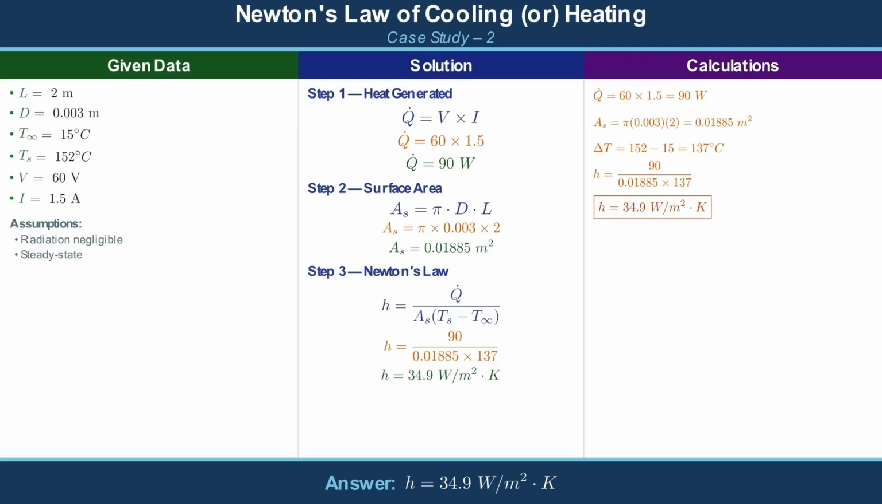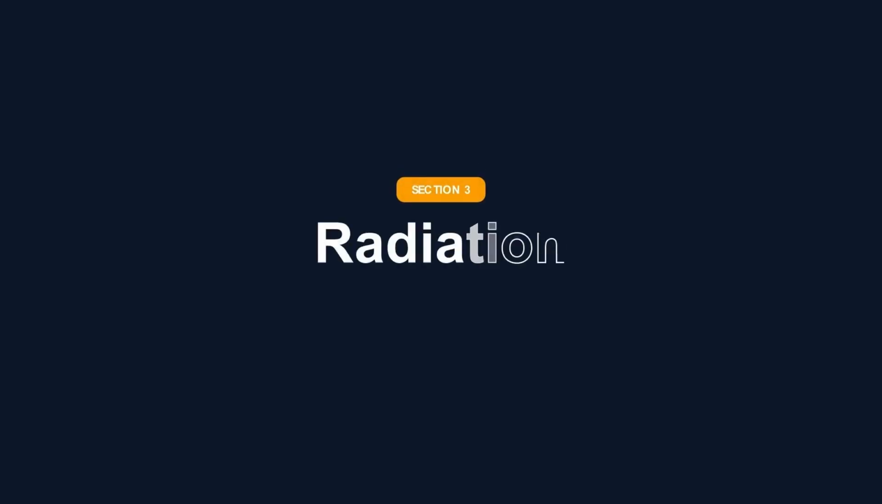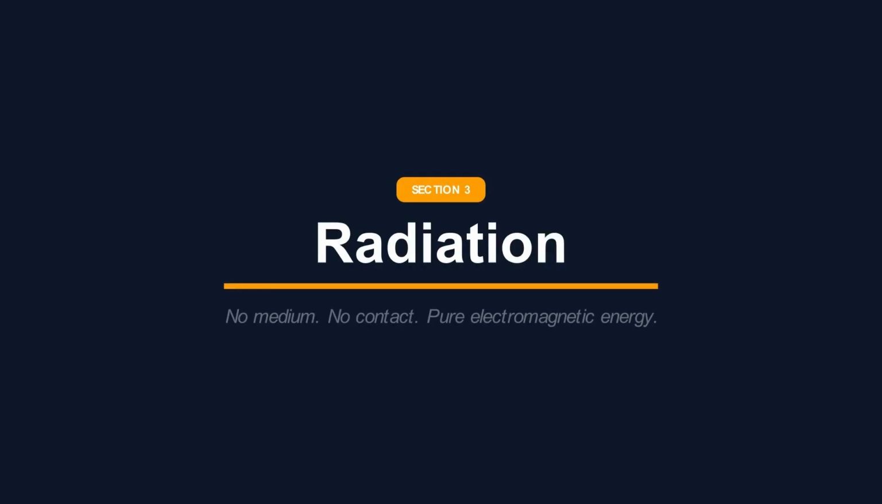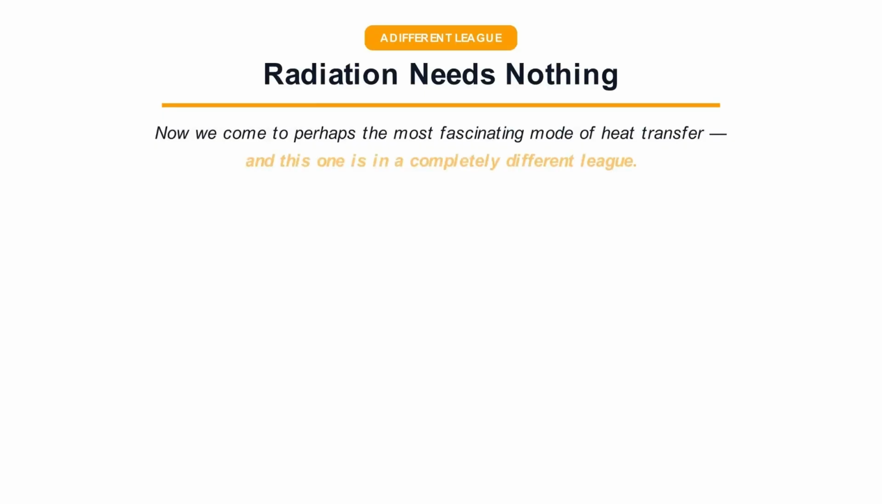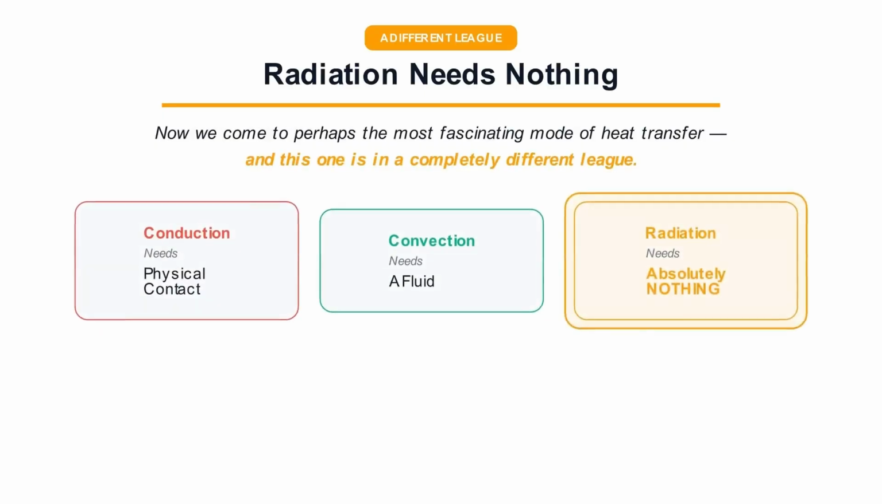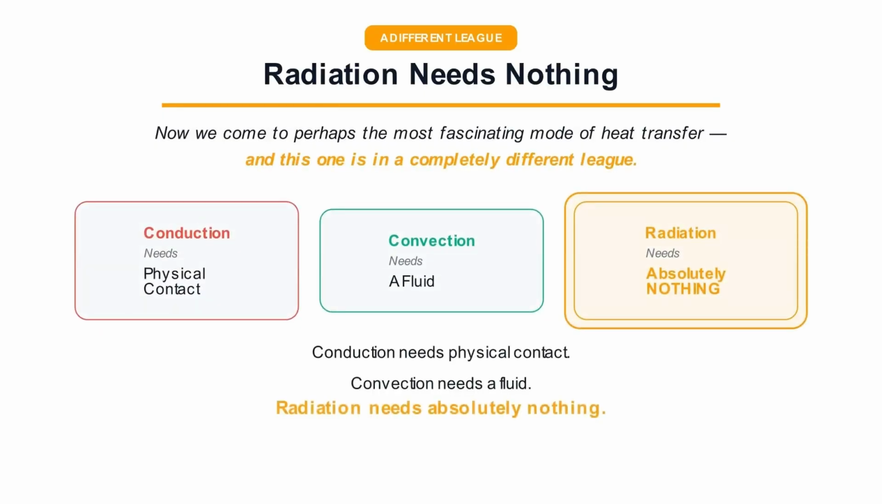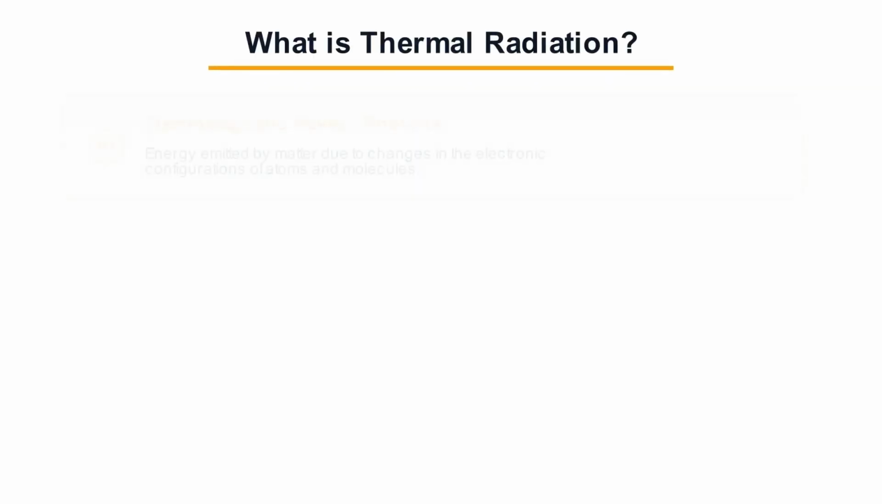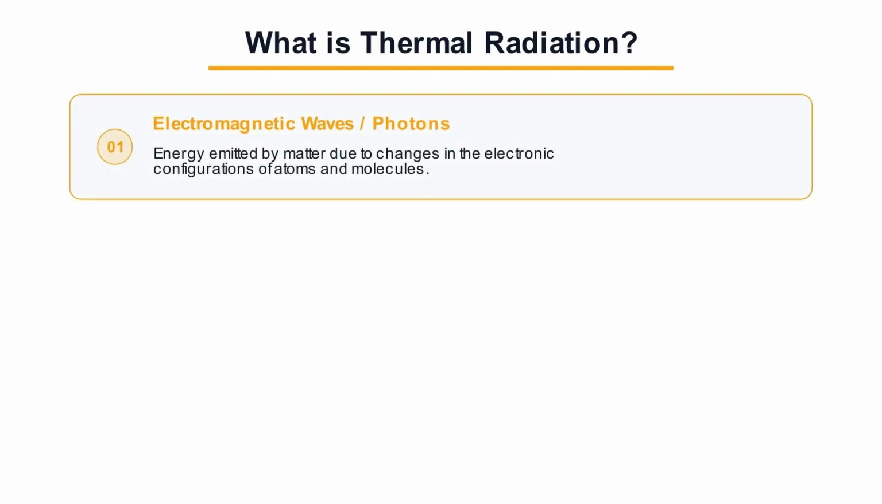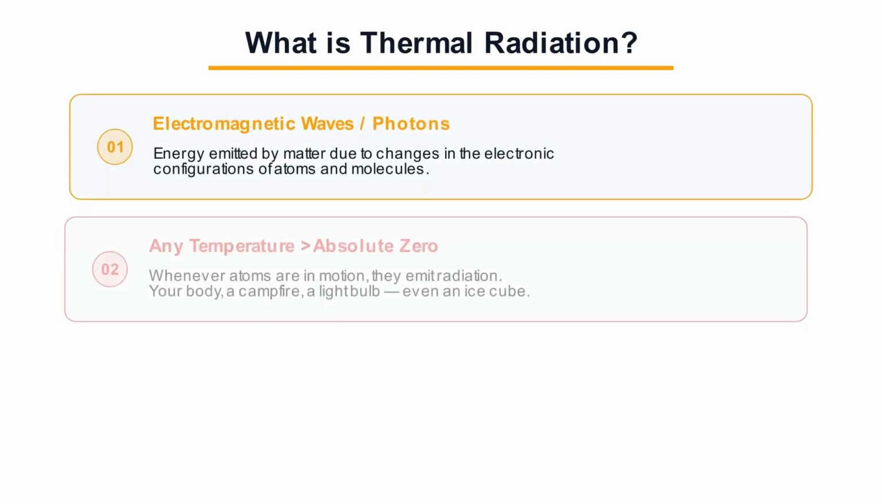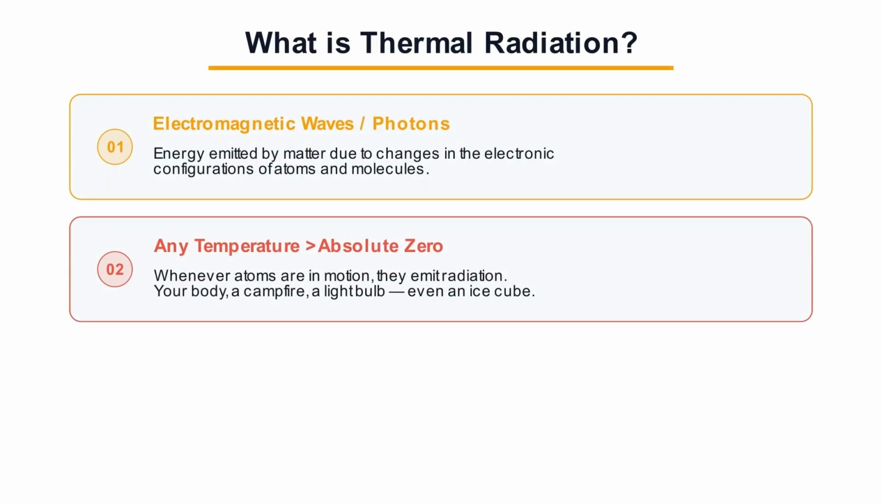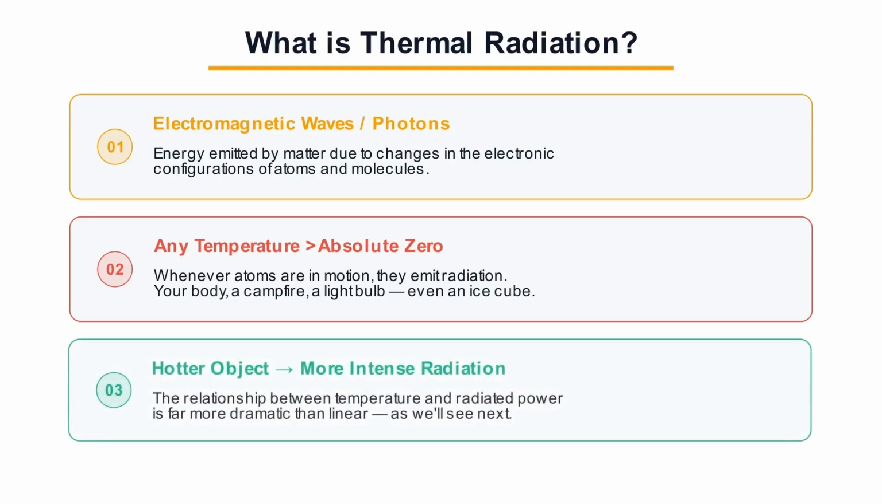Now we come to perhaps the most fascinating mode of heat transfer, radiation. And this one is in a completely different league. Conduction needs physical contact. Convection needs a fluid. Radiation needs absolutely nothing. It travels through a perfect vacuum. Thermal radiation is energy emitted by matter in the form of electromagnetic waves, or photons, as a result of changes in the electronic configurations of atoms and molecules.